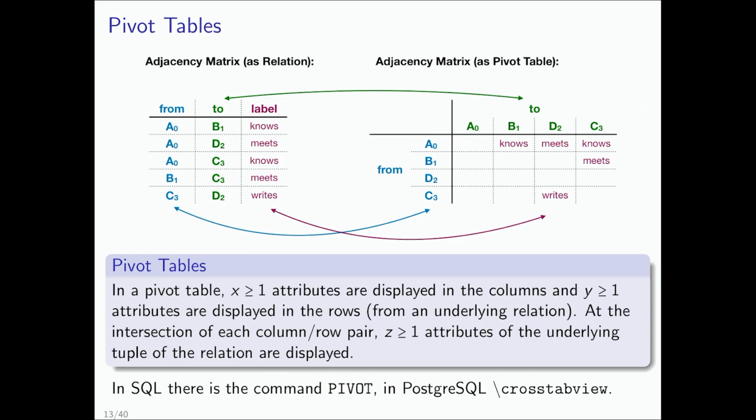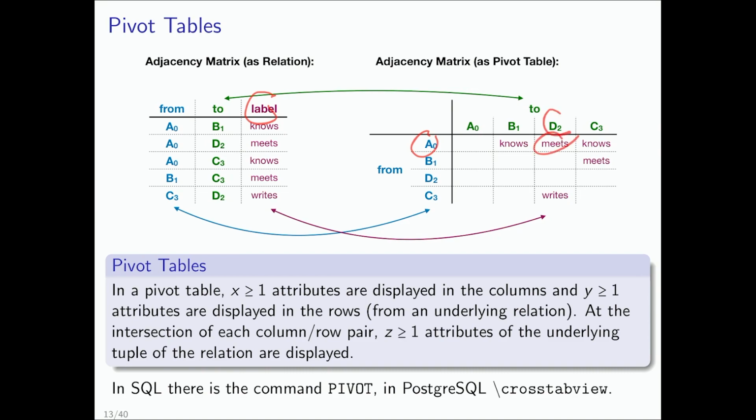And so there are tools allowing you to do that. They're called data analytics tools, OLAP tools. Tableau, for instance, is an example of such a tool. There you can basically drag attributes from the relation to columns and rows. And then at the intersection, there's some other attribute being displayed. In this case, it's the label. So A meets D, for instance.